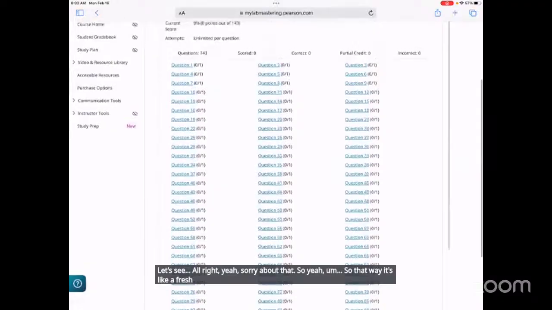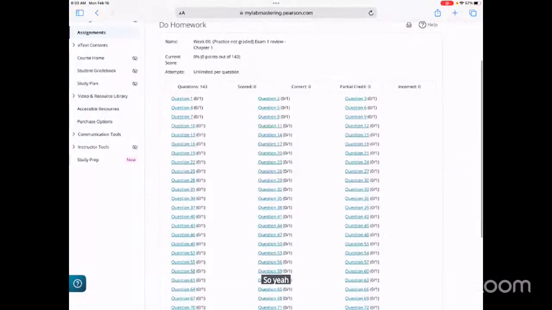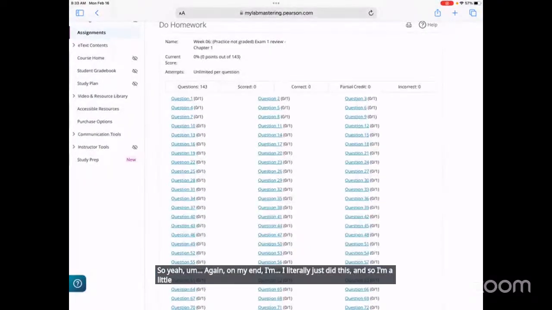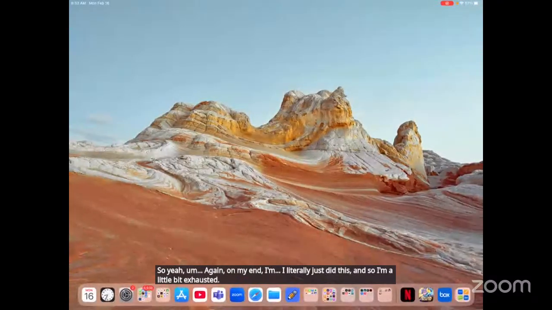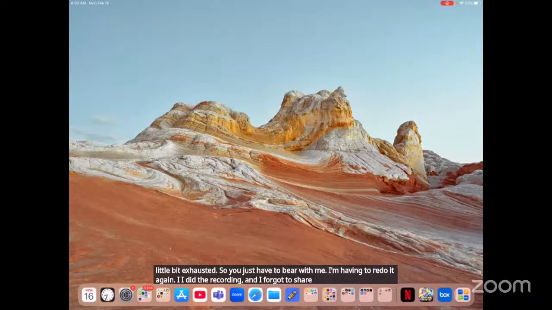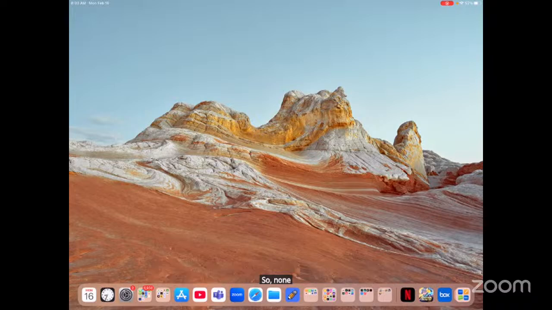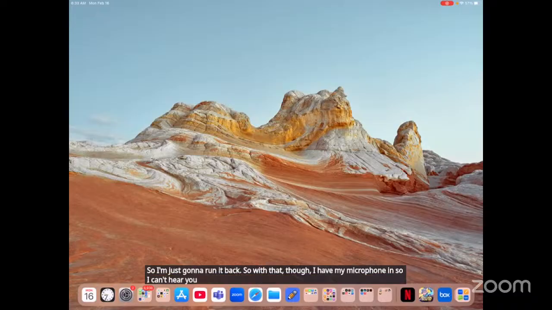Again, I literally just did this, so I'm a little bit exhausted. You just have to bear with me. I did the recording and forgot to share my screen, so none of my images pushed through. My audio is there, but none of the images are. So I'm going to run it back. With my microphone in, I can't hear you audibly. If you have questions, just type them in the chat, and we'll be sure to get them addressed.